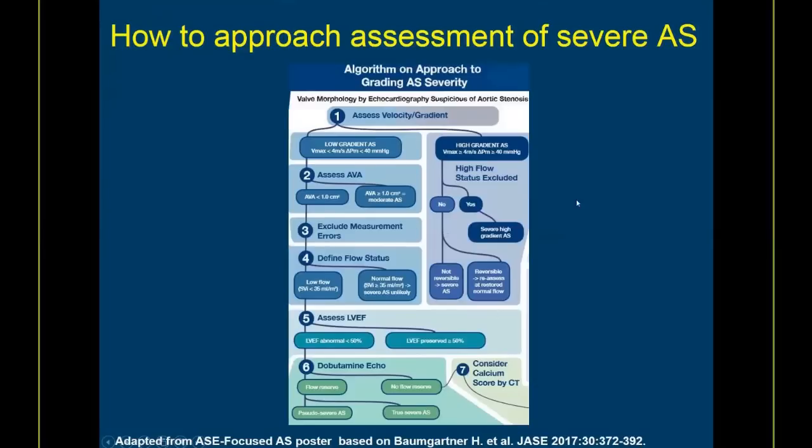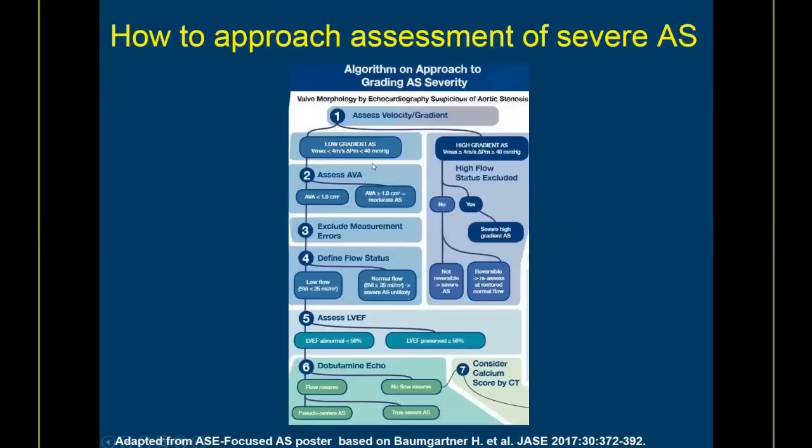The high gradient track is the most straightforward because the criteria are essentially concordant, right? You have a high peak and a high mean gradient, then you have severe aortic stenosis. The low gradient track is the more difficult one with a lot more possibilities, and that's what we're going to drill down on today.